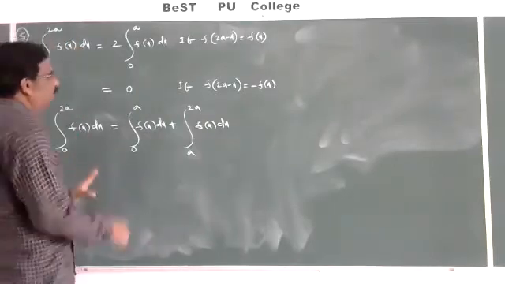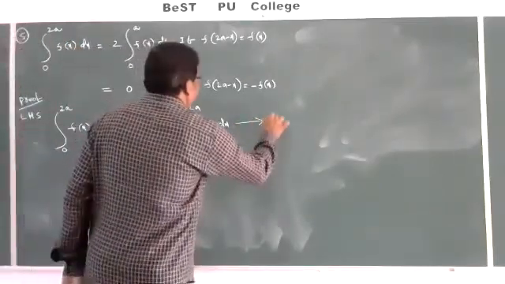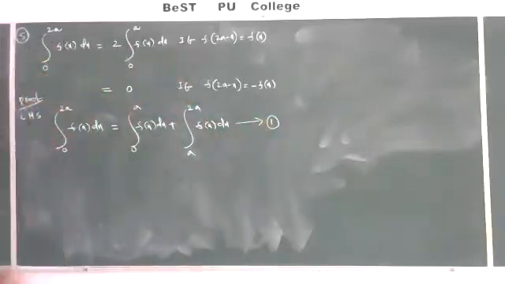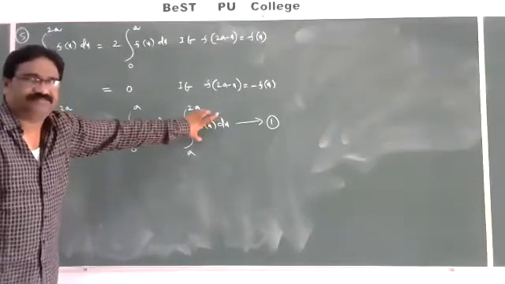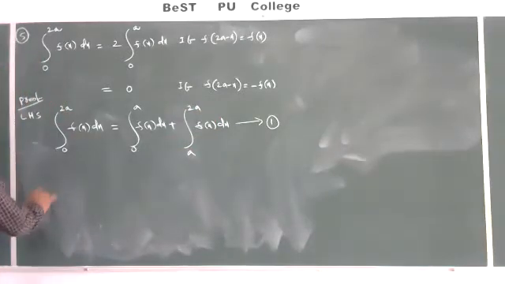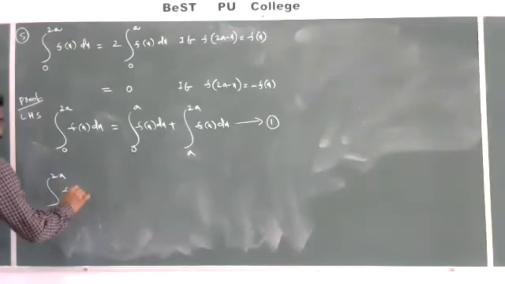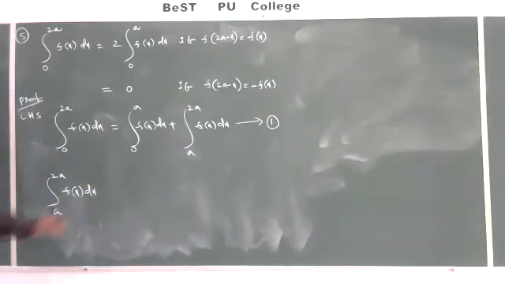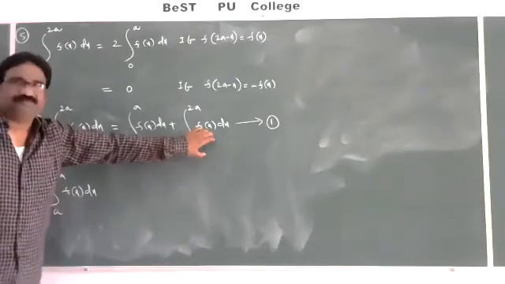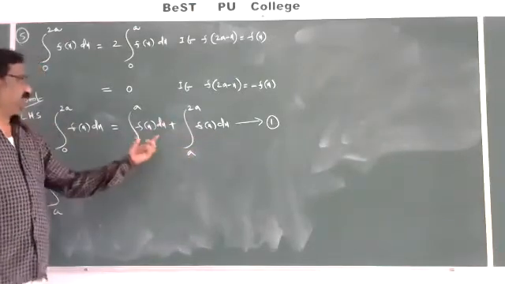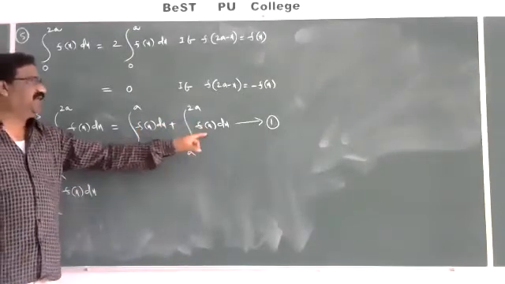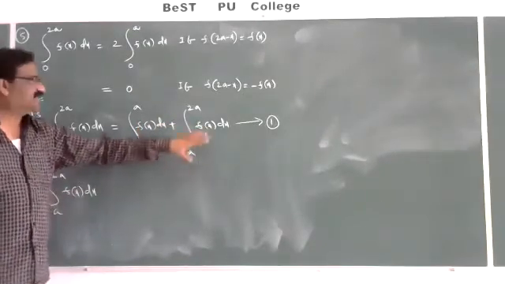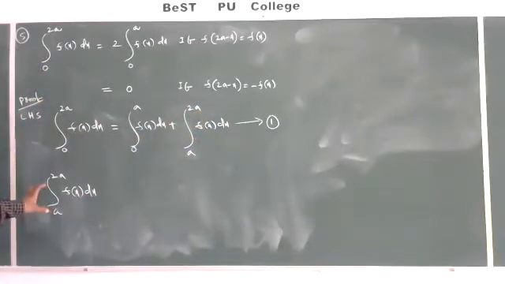Here, this is the equation. In that equation, we take only this value separately: the integral from a to 2a of f(x) dx. This is 0 to a f(x) dx, and this is a to 2a f(x) dx. You take this integration separately.